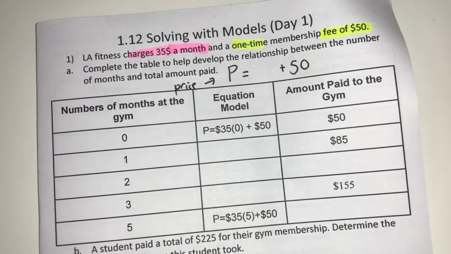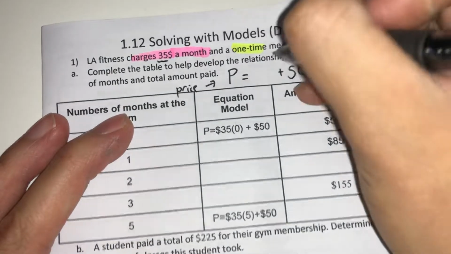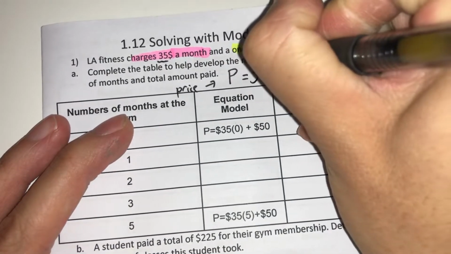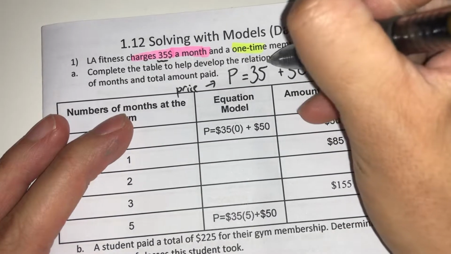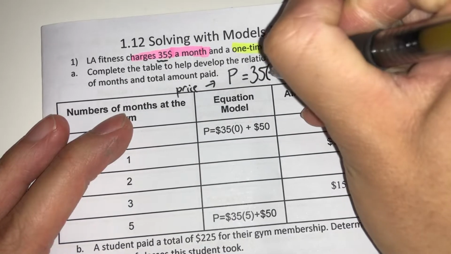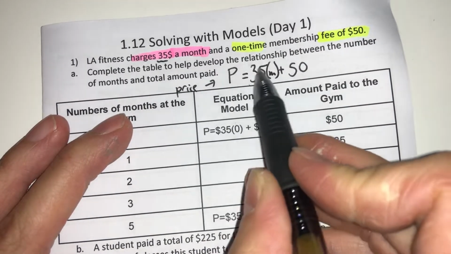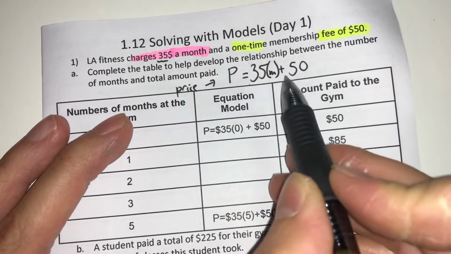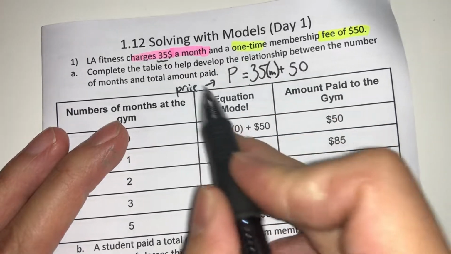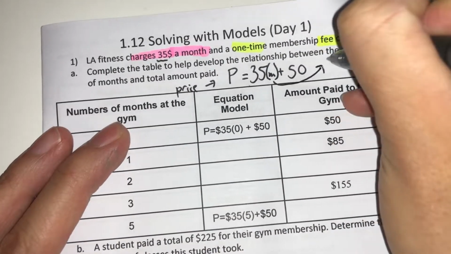Now each month costs me $35. So I'm going to put 35. And then it's 35 each month. So I'm going to do 35. Let's do M. M for months, right? So I have the price is equal to $35 times the number of months I go plus the $50 one-time fee. I think this equation is going to represent the entire scenario. And M is going to represent months.